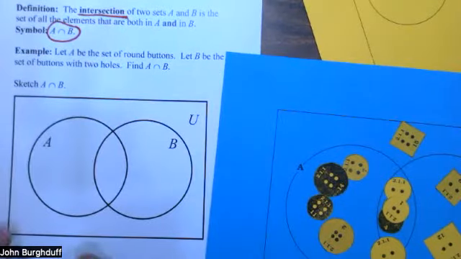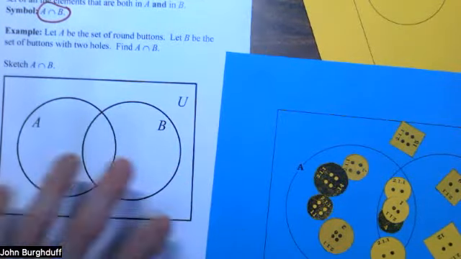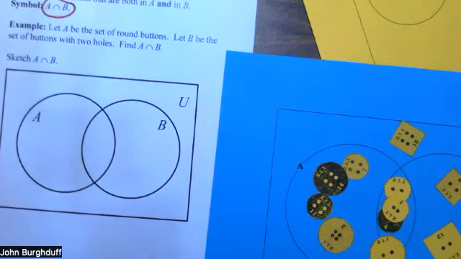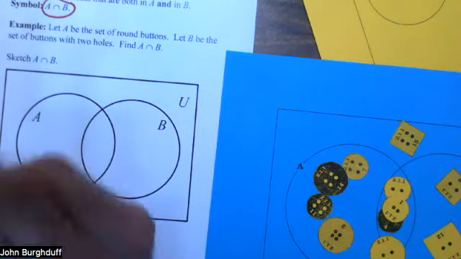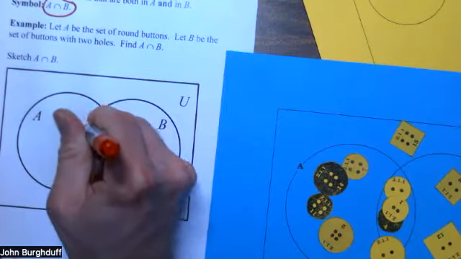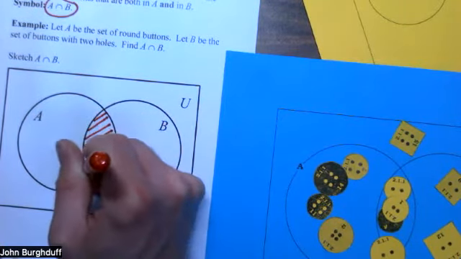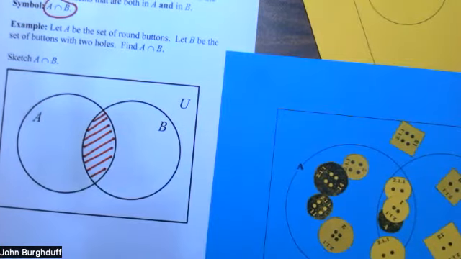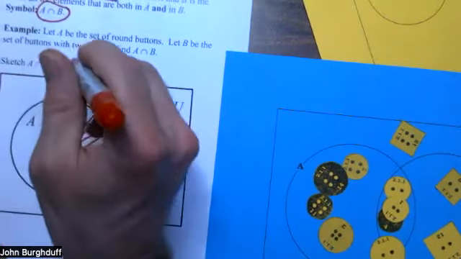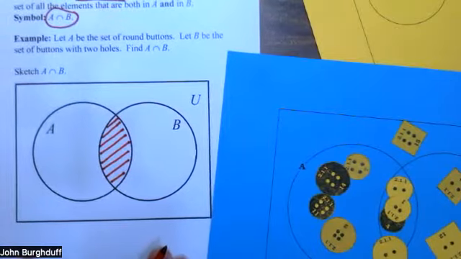I can illustrate that going to a visual model from a kinesthetic model. The region where the round buttons with 2 holes lay was this region in here. That's a pictorial representation of A intersection B.